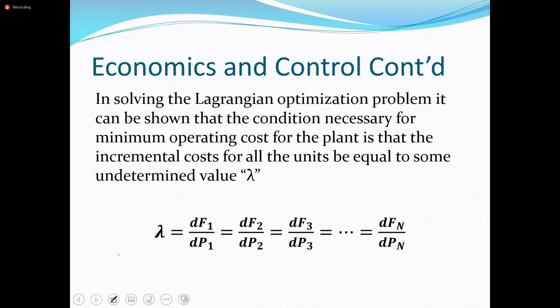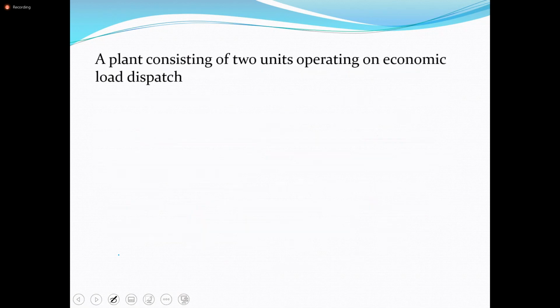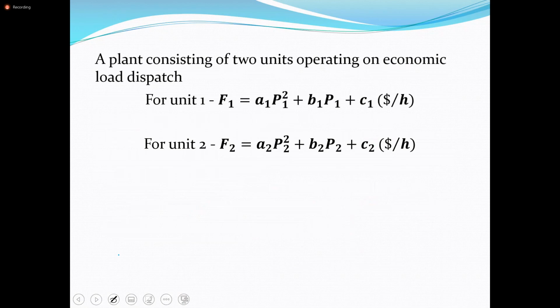And let's start with a simple plant with 2 units. Let's see how that works out mathematically based on what we are saying here. A plant consisting of 2 units operating under economic load dispatch. For each unit, those are the cost functions. So the cost function for unit 1, A1 P1 squared, etc., plus B1 P1 plus C1. Just as we had from our equation before.